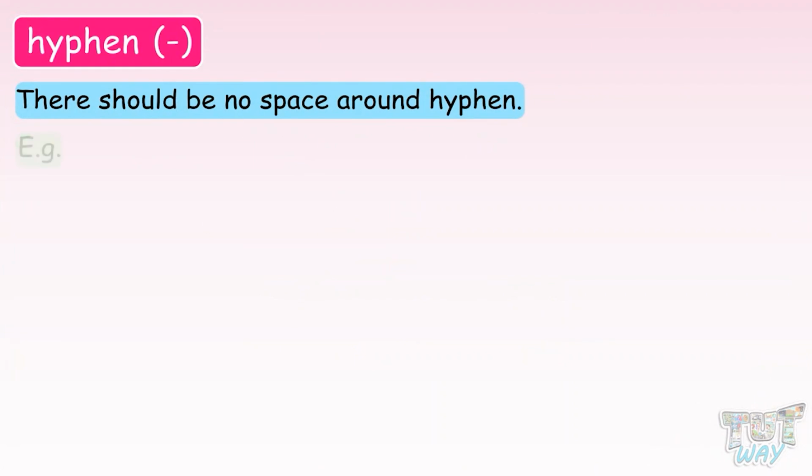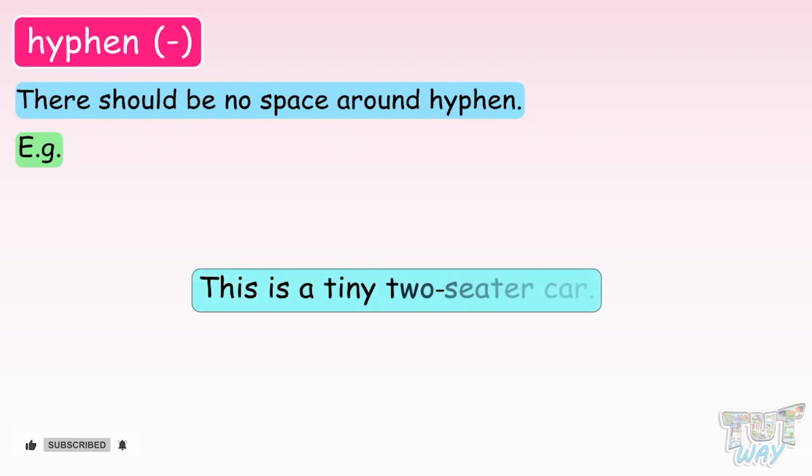Here we have few examples where hyphens are used. And you can see there are no spaces around hyphen. This is a tiny two-seater car. Here we use hyphen between two and seater and no spaces around the hyphen.